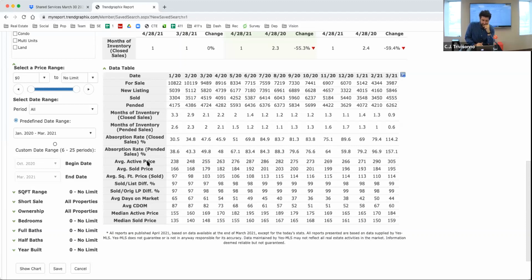You have to watch how you present that. So, average active price. Why is it showing that? I don't know the answer to that. Does anybody know this? Do you guys see what he's saying? The average active price versus the average sold price. Right now, the average active listing price is 305 and the average sold price is 195.